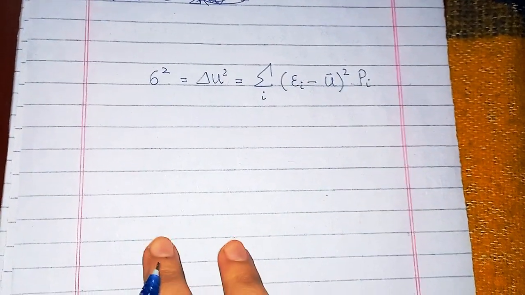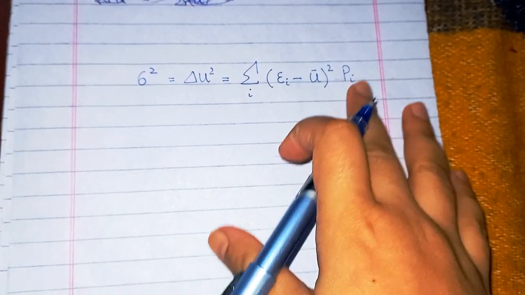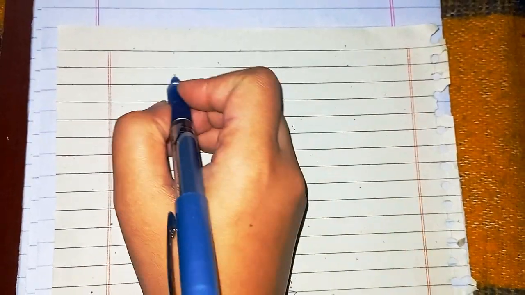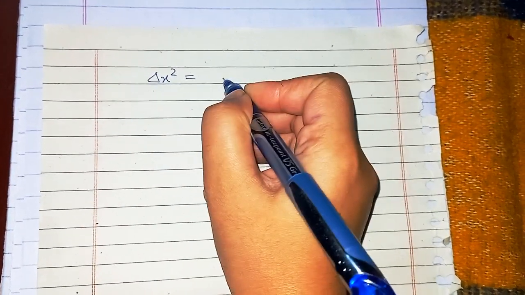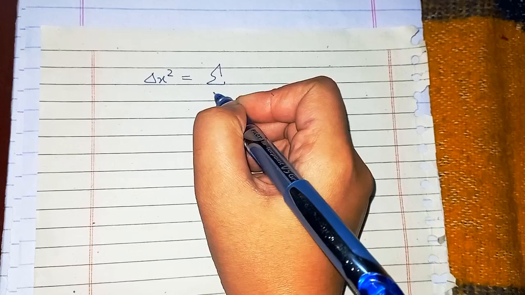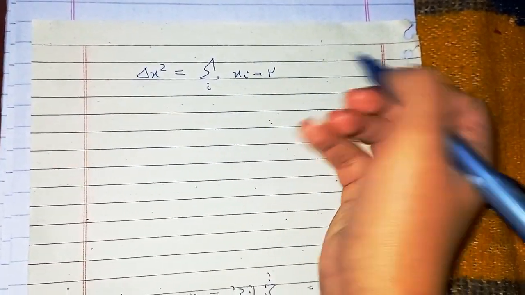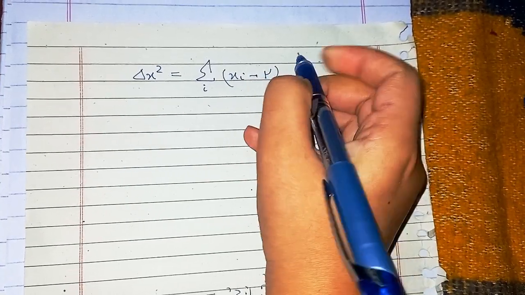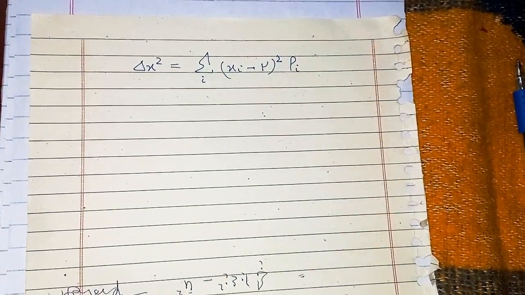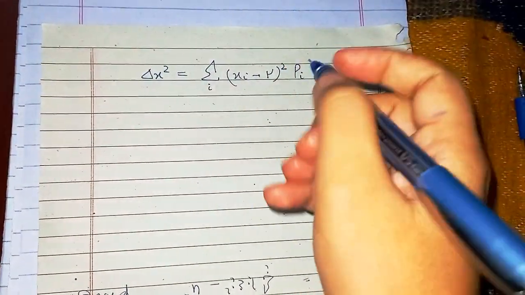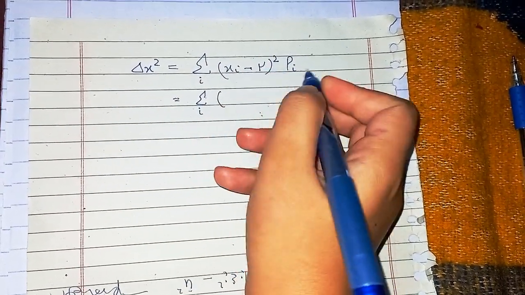This is the formula of standard deviation when we have probabilities involved. Okay, and if you want to know the general formula for it, then delta x squared equals the summation over i of (xi minus the average amount, which is the average energy here) whole squared, multiplied by the probabilities. Okay, this is the general formula.